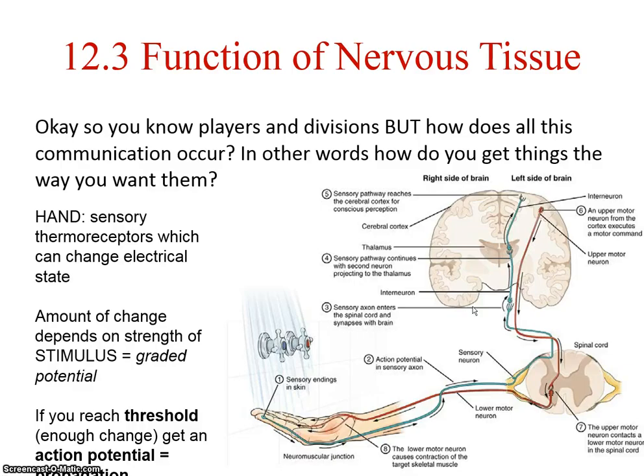All right, so the function of nervous tissue itself. You know the players, you know the structures, you know the divisions of cells, and what they're doing and where they're found. How do we get all this communication? How do you get these things to do what you want them to? So here's a nice cartoon to connect the whole situation.